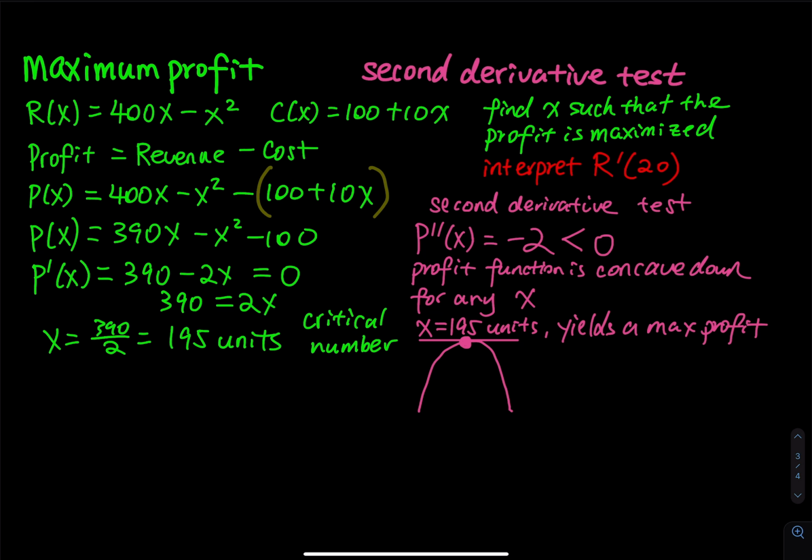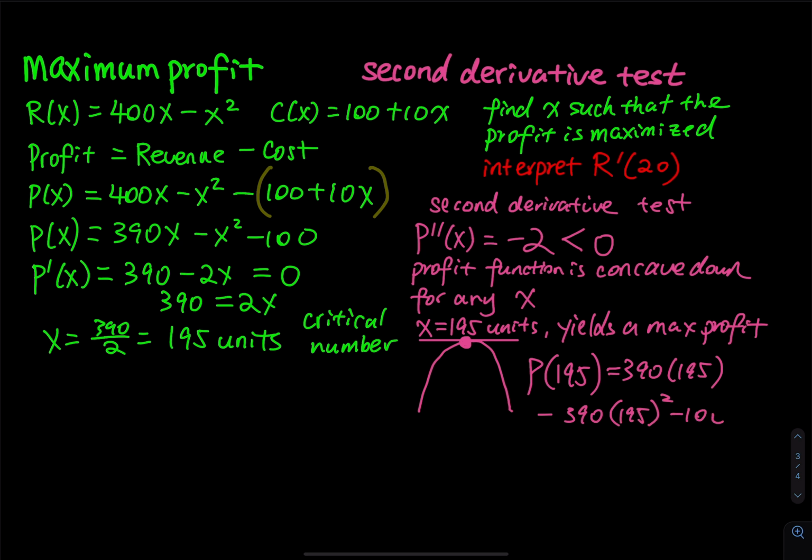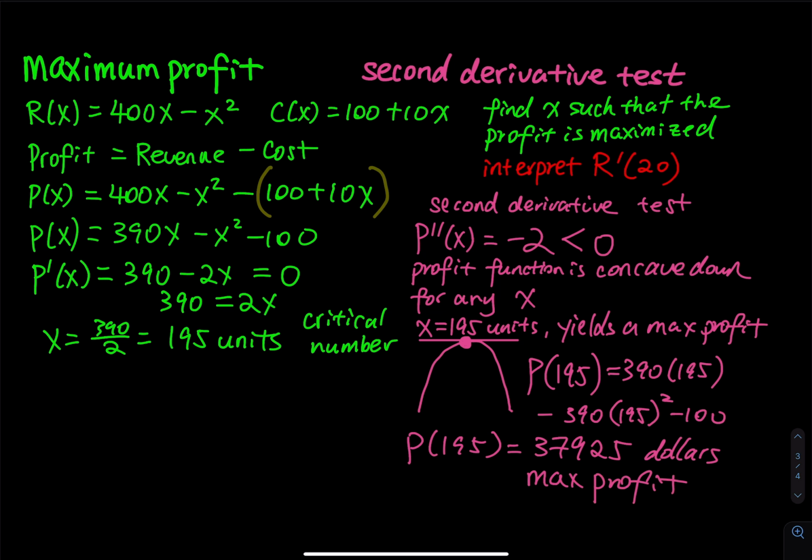So can you tell me what the maximum profit is? The maximum profit is P of 195. So you plug in the 195 into the profit function, which is right over here. So you have 390 times 195, and then minus 195 squared, and then minus 100. So P of 195 equals 37,925, assuming this is in dollars. So this is your maximum profit. $37,925. That is your maximum profit.